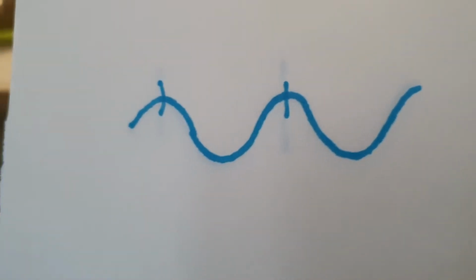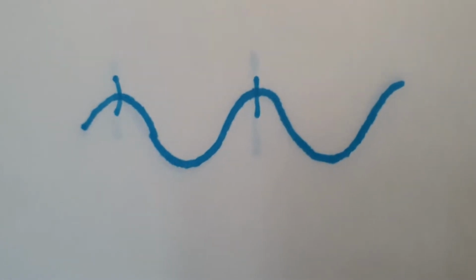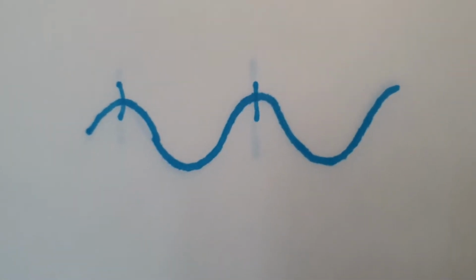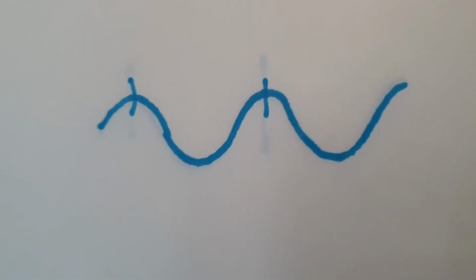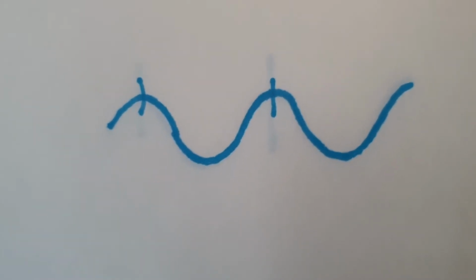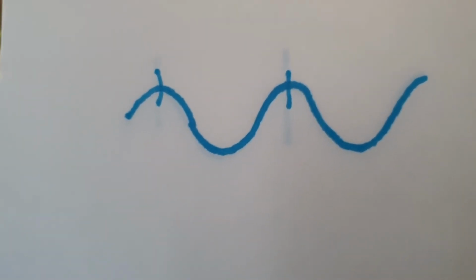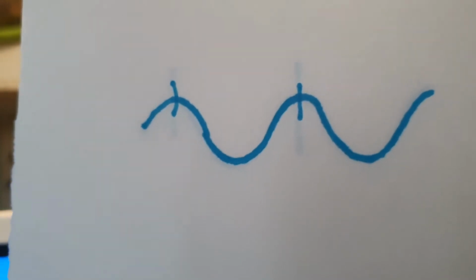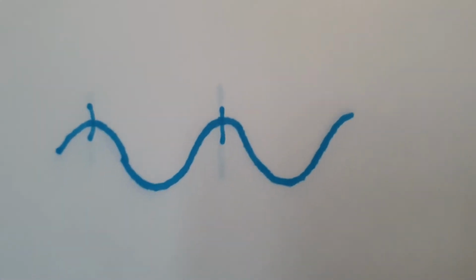Alright, we're going to be talking about phase difference. Now, phase difference describes the difference between the displacement of particles along a wave or the difference between the displacement of particles on different waves. Now, it can be measured in degrees or radians.